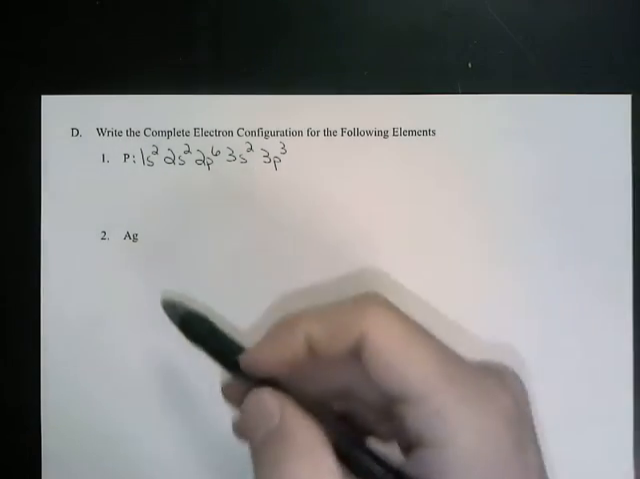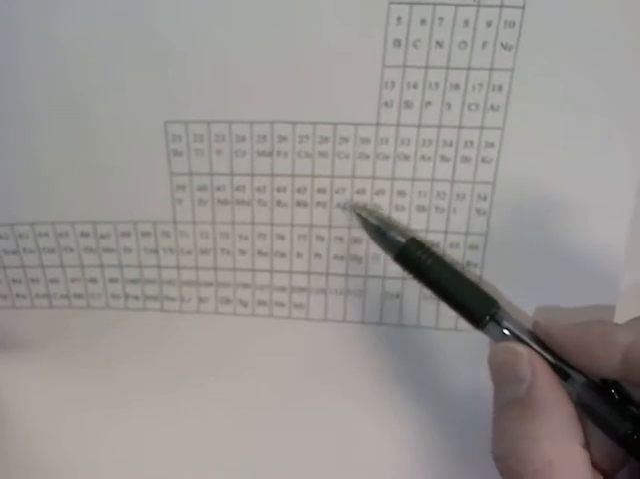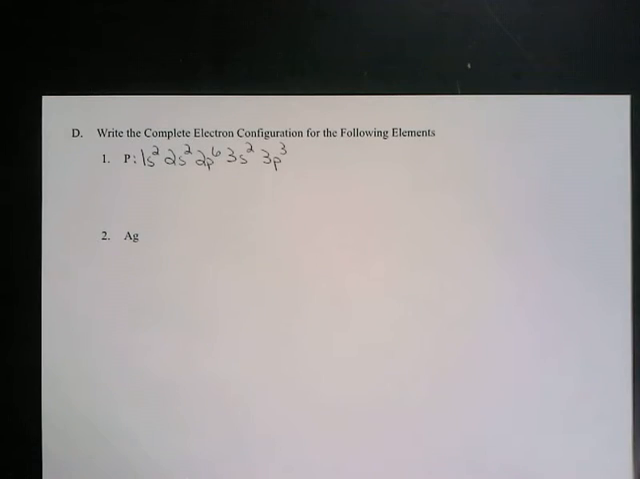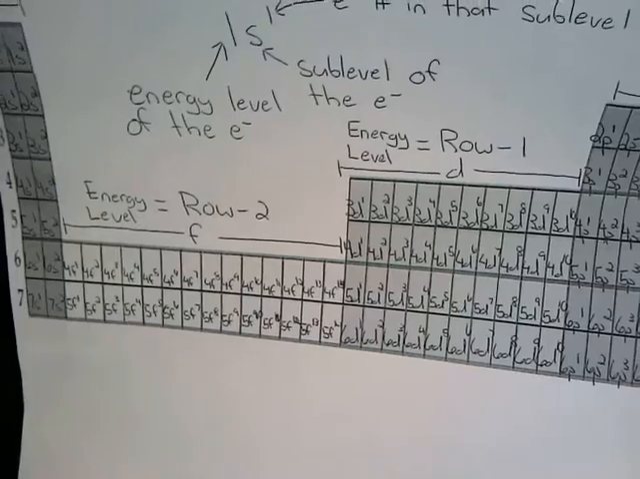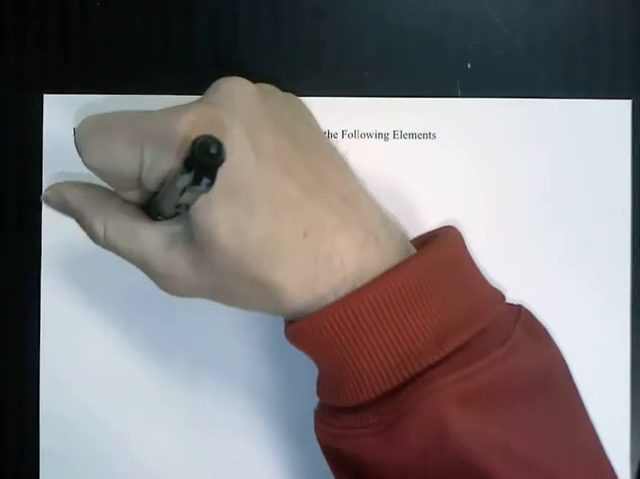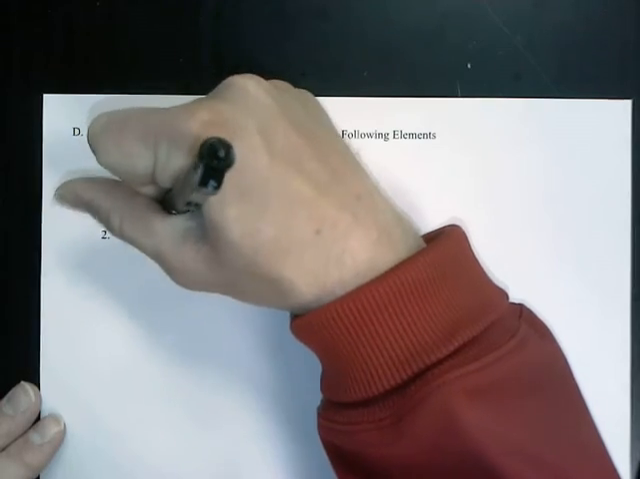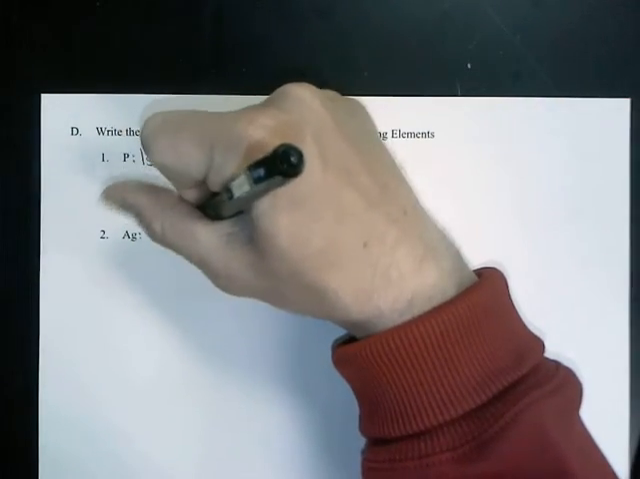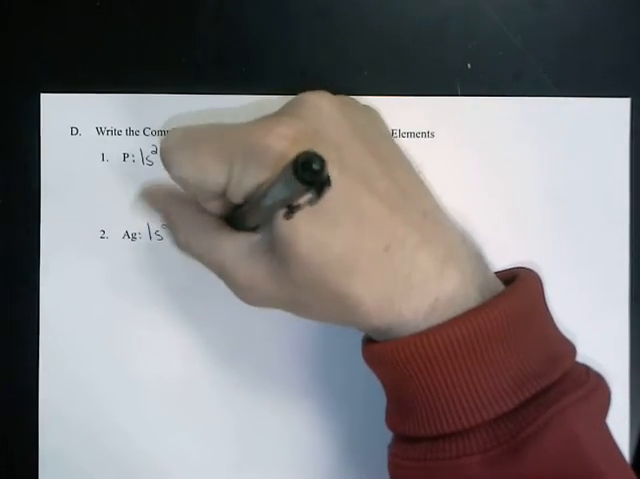Now we move down to silver, Ag, and we find silver is element number 47. And we do the same exact process that we just did for phosphorus, except we're going to go a little bit further because silver is element number 47. So we ask ourselves, is silver in the 1s level? No. Well, that means we need all of those electrons. So we have 1s2. Is it in that next block, 2s? No. So we need all those electrons. Is it in the 2p? No. So we need all of those electrons, 2p6.